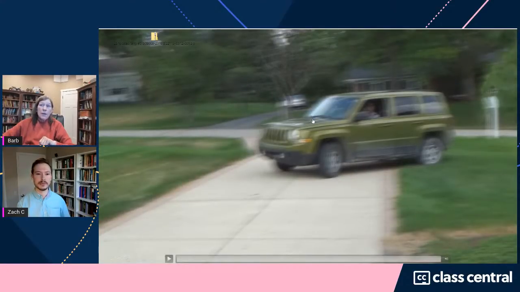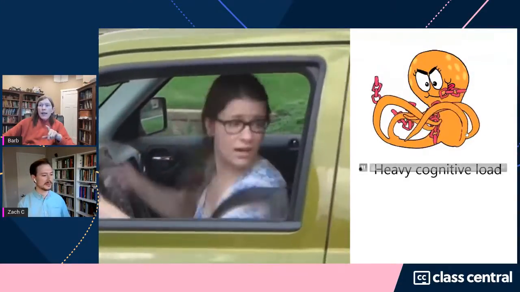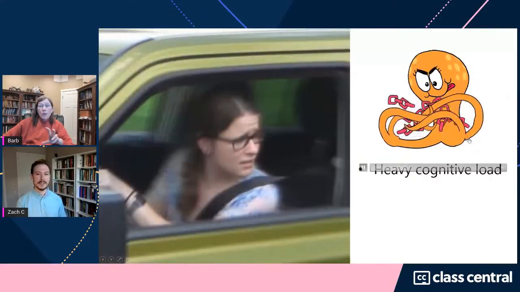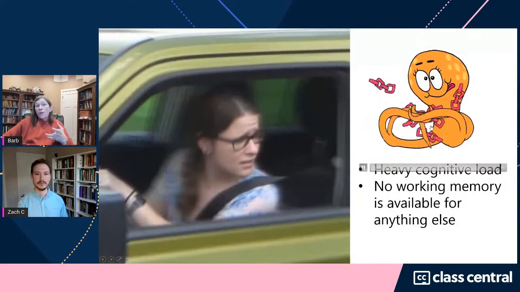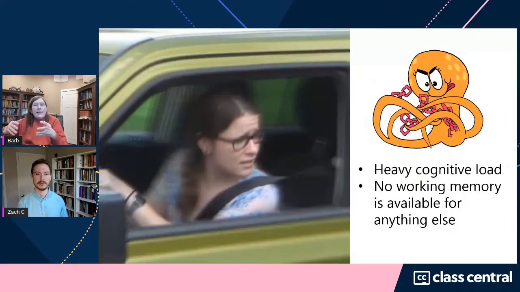So it's hard learning to back up a car. In a very similar way, it's hard to learn some of these new ideas in programming. What's happening is your working memory has what's called a heavy cognitive load. See all those arms of the octopus, they're really busy. And so they just don't have any extra arms available to grab onto any other ideas, because you're totally preoccupied with this thing you're trying to learn.